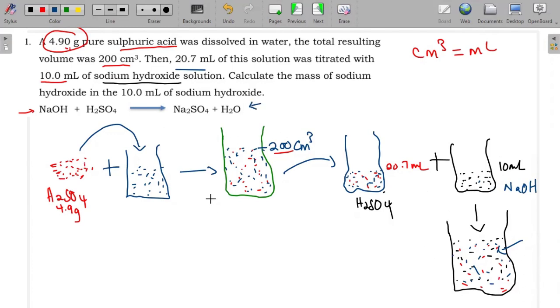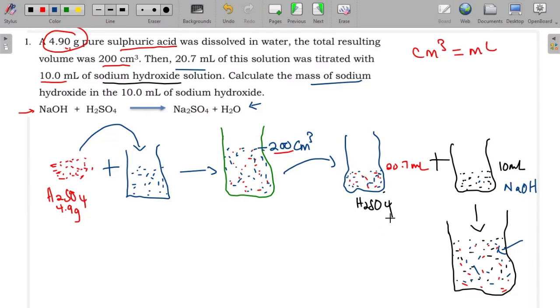The question says calculate the mass of the sodium hydroxide. So we want to calculate the mass of this. How can we calculate it? We'll use the mole ratio to the sulfuric acid, because for the sulfuric acid, we have enough information. We have the volume, we have the mass, so we can use that to come up with the moles of the sulfuric acid.